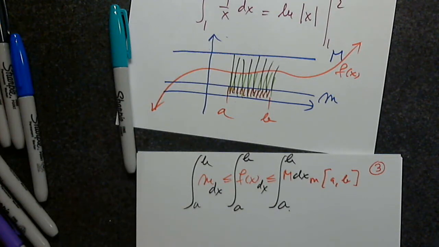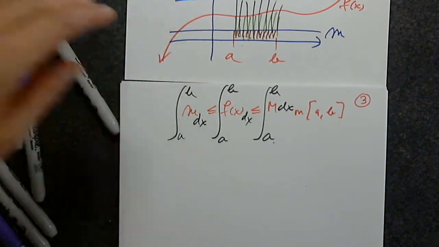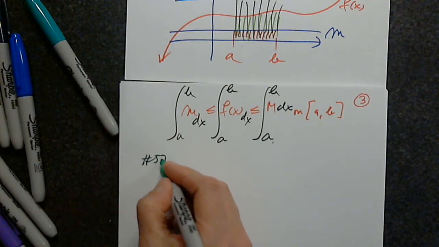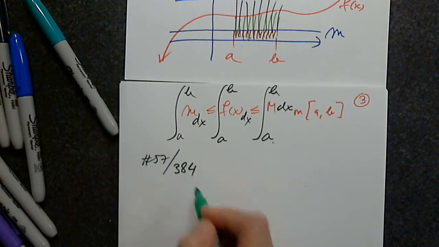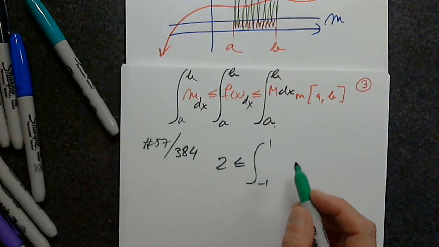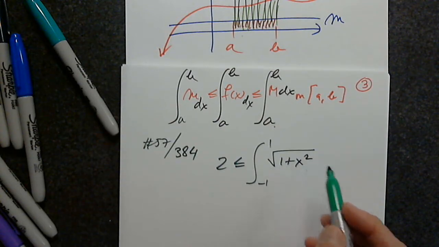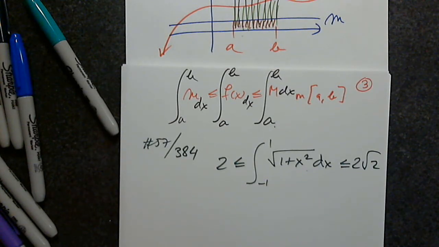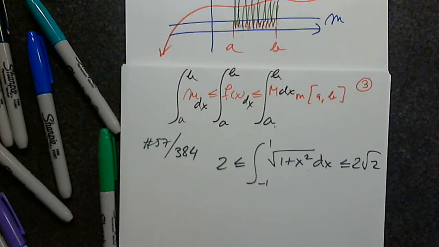So let's copy what we're asked to show. We're not asked to calculate anything. We're only asked to show. So this is problem 57 on 384. 2 is less than or equal to the integral from -1 to 1 of the square root of 1 plus x squared dx, of course, less than or equal to 2 to the square root of 2. We cannot determine this integral, by the way. We don't have a tool to determine at this point in time its antiderivative.